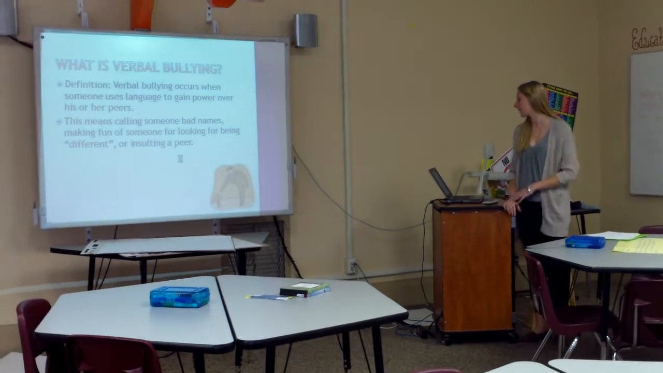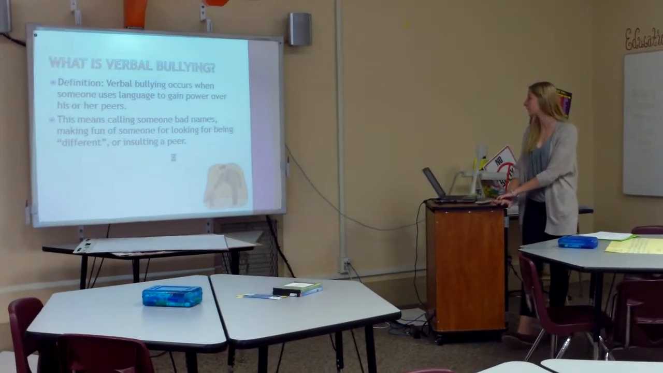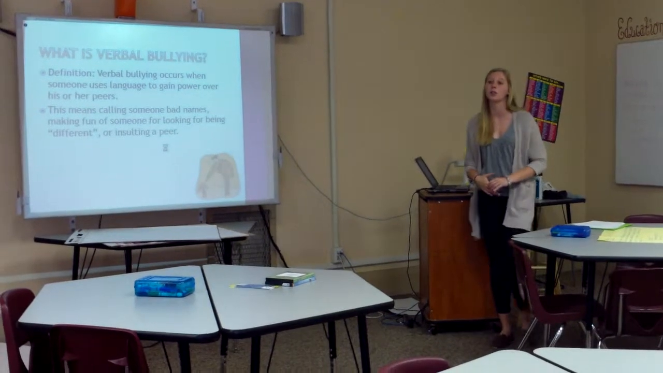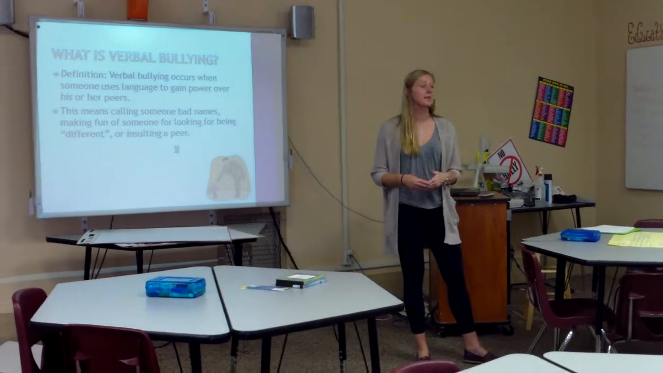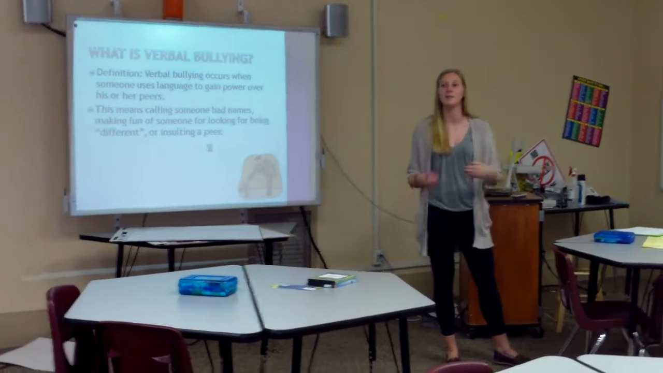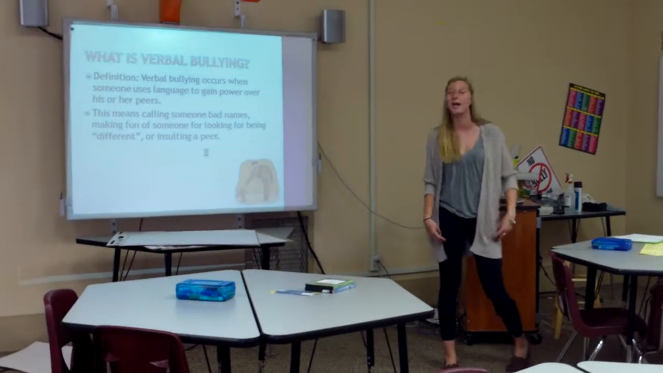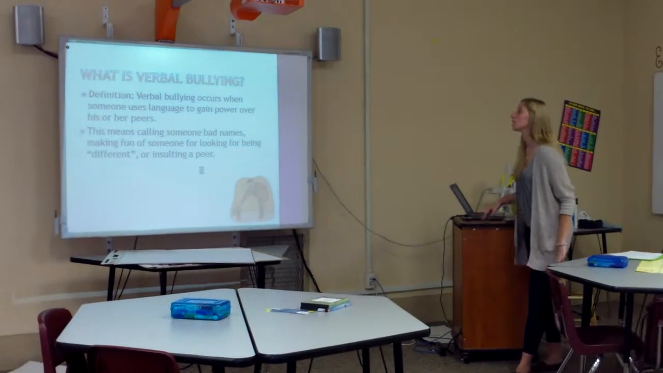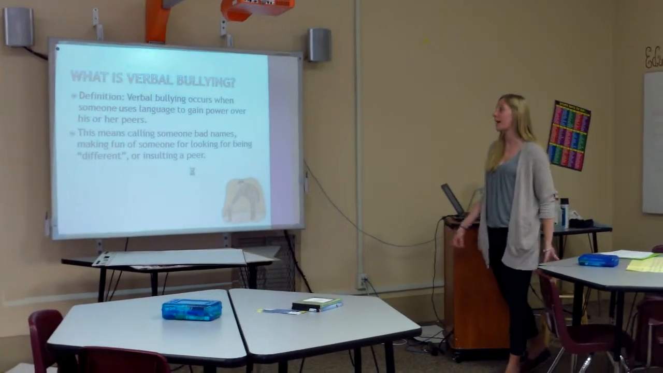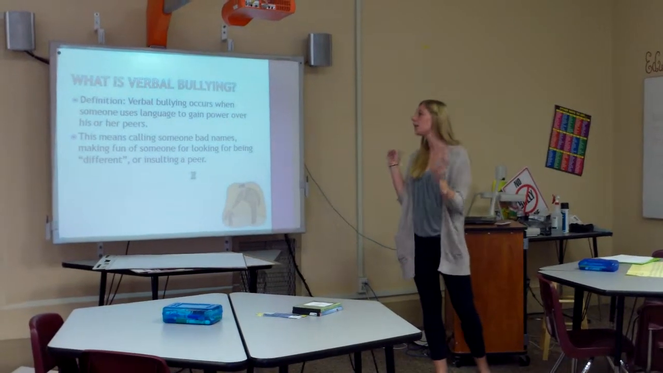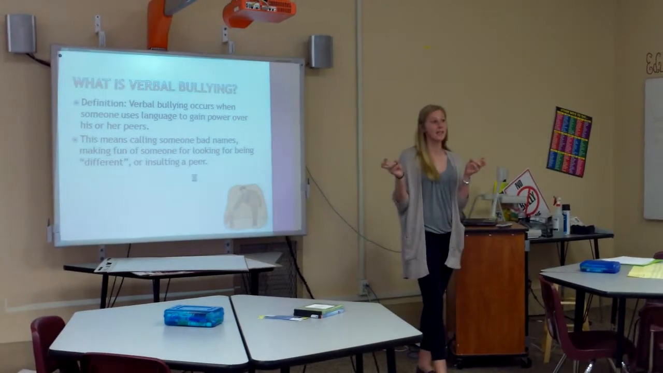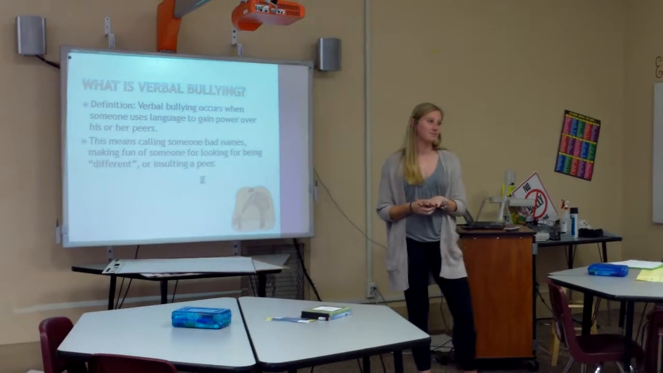A definition that I found is verbal bullying occurs when someone uses language to gain power over his or her peers. And that's basically what Anita said. It's saying words that are unkind. People say these unkind words to make themselves feel better and to make other people feel bad. And that's just not right. So this can mean calling someone bad names, making fun of someone for the way they look, or for them being "different." Why do you think I have the word different in quotations?